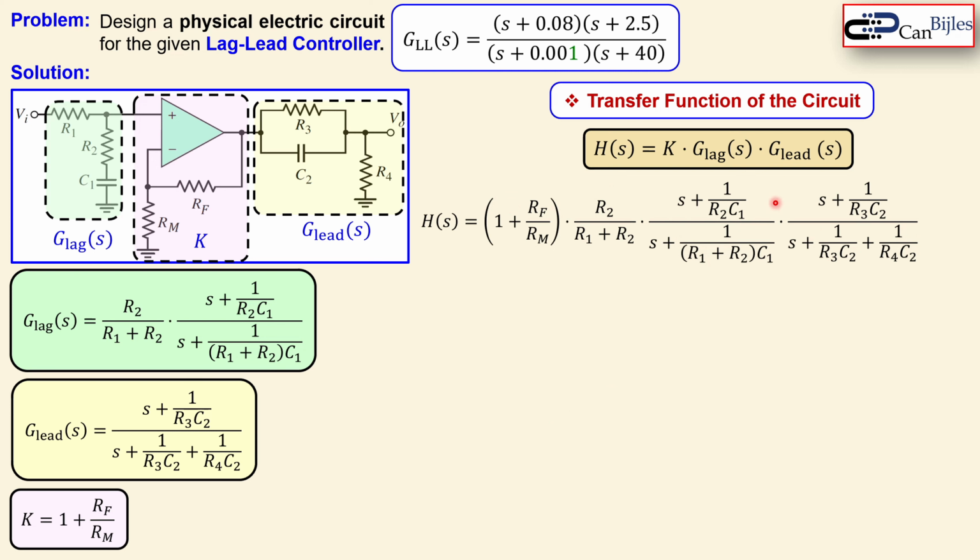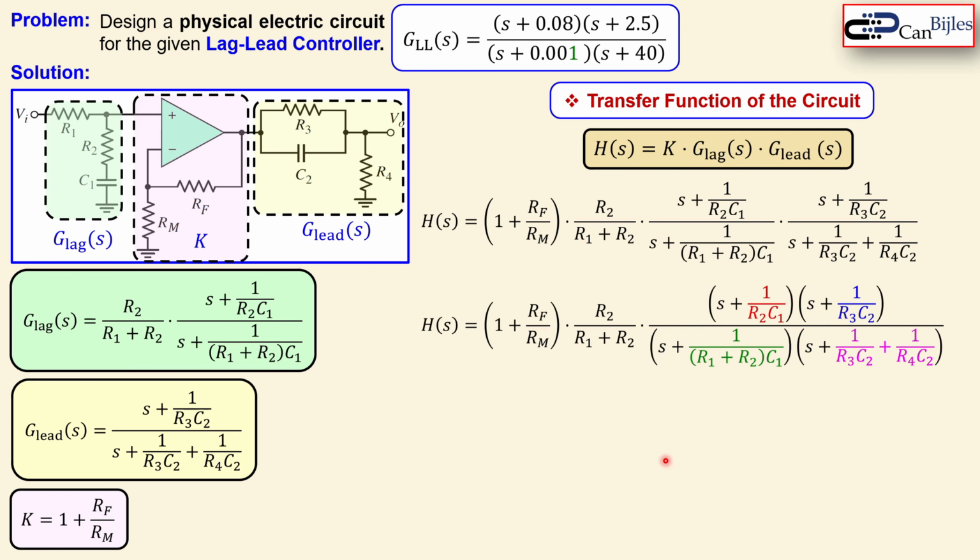Now we can bring the terms here in the numerator together and also denominator together, then you will have this expression. Now I already gave some colors here, and we can compare that using these colors with the transfer function of the controller as given and the transfer function of the circuit. So we see the red one is here, the blue one is here, and the green one is there, and also the pink one.